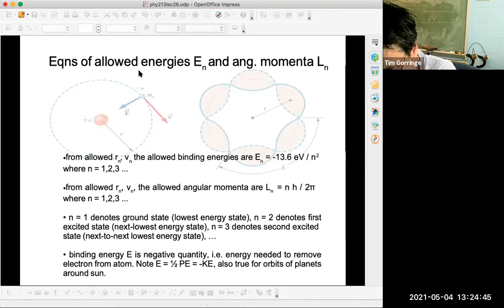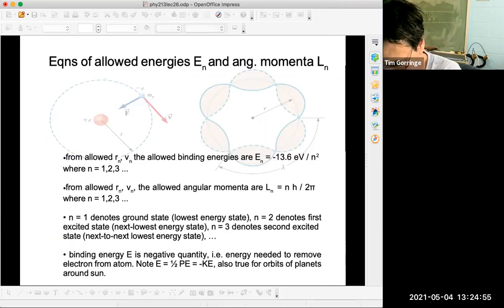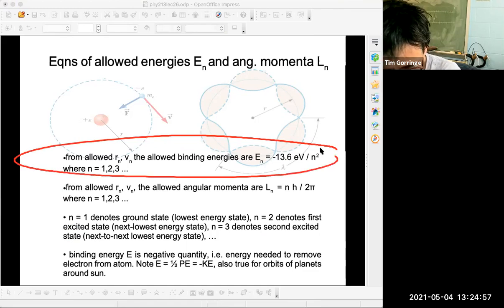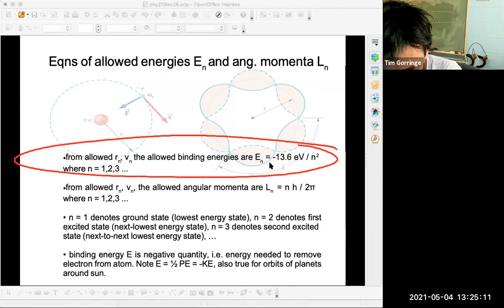On this slide, I'm just going to give you a couple of equations, really. Based on those arguments about only certain radii being allowed, only certain speeds being allowed, only certain kinetic and potential energies being allowed, you can write down equations for the energies of the orbits in the Bohr atom. And here's that equation. And it's not very complicated.